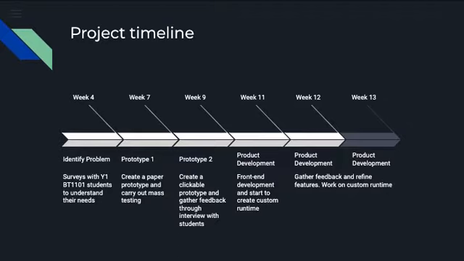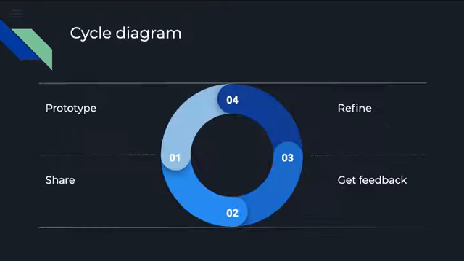This is the rough timeline that we worked with. We first identified a problem through surveys with the BT 1101 students to understand their needs. Next, we created a paper prototype and tested it. From there, we created a clickable prototype and gathered some feedback through interviews. With that, we began developing our app, both the front end and the custom runtime needed for R. We gathered more feedback and refined our features while continuing our work on the custom runtime. This was the general way of how we worked. We created a prototype, shared it, gathered some feedback, and then went back to refine.